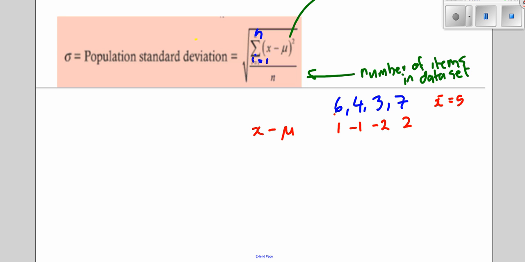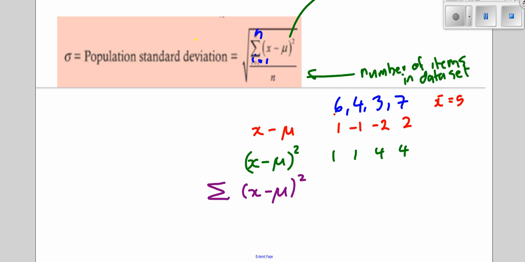And then the next thing I would do is I would square all those answers. So it's x minus mu, squared. So what's this one squared? 1. 1, yeah. But this one squared? 1. Good. But this one squared? 4. Good. And this one squared? 4. So see all the negatives become positive when you square them. And see how it's got the sum going on, the big sum symbol? That just means add them all up.